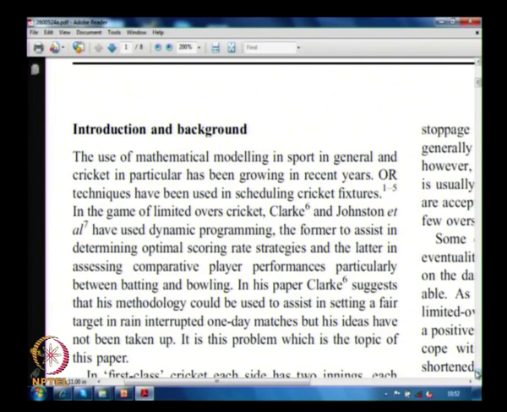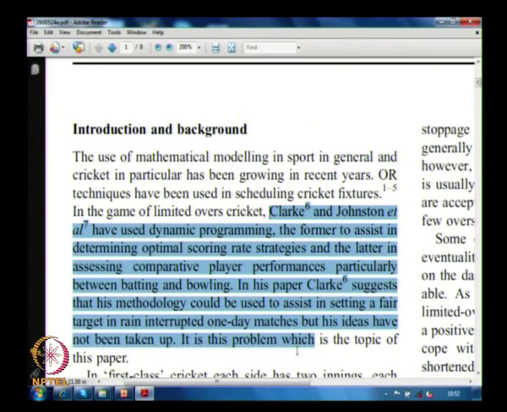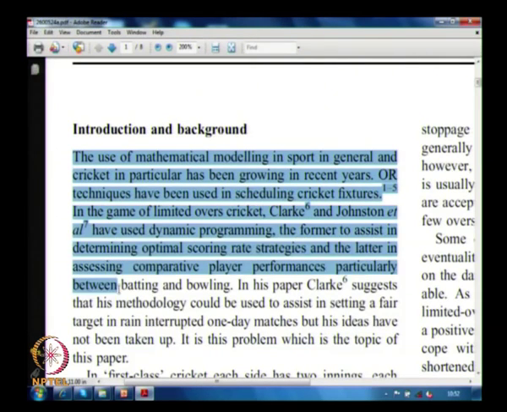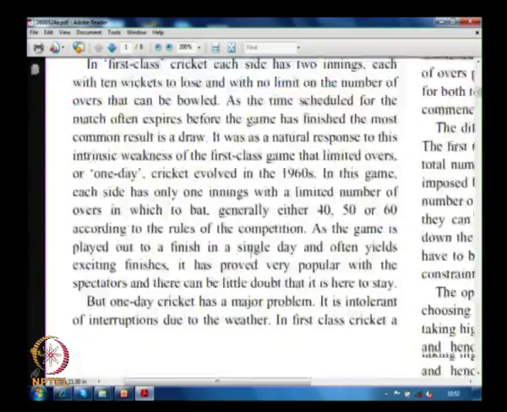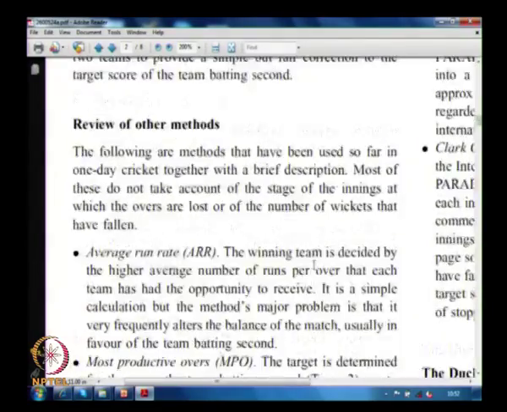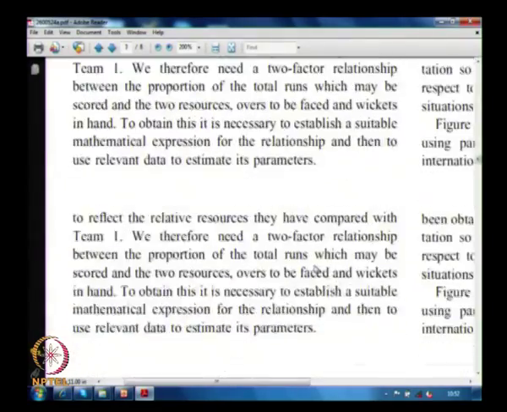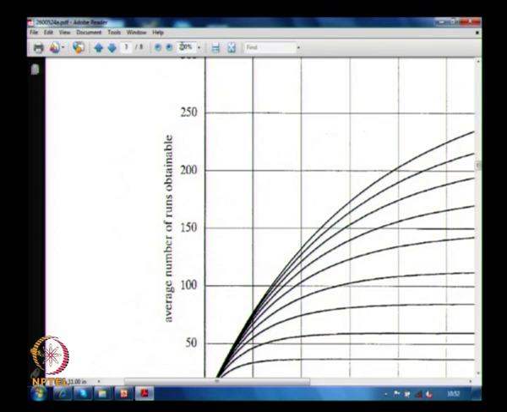The game of mathematical modeling in sport, you can see Clark, and they have used dynamic programming to assist in. Basically they are saying that the use of mathematical modeling in sport and cricket has increased. So that is this thing, and how other people have used DP and all that. So the key here, this is the key figure for the Duckworth-Lewis method.